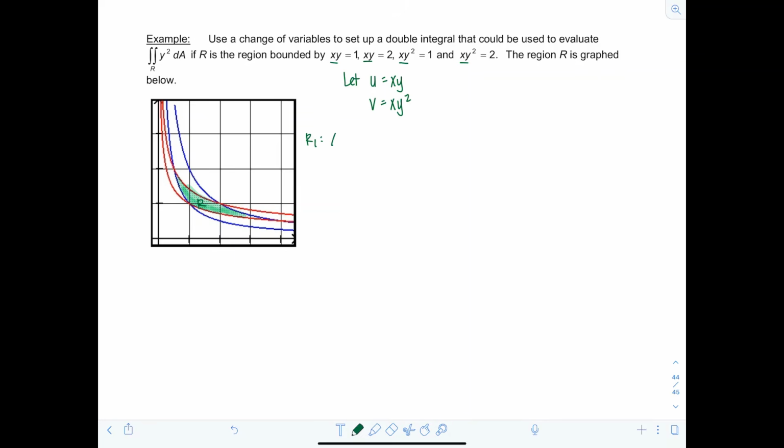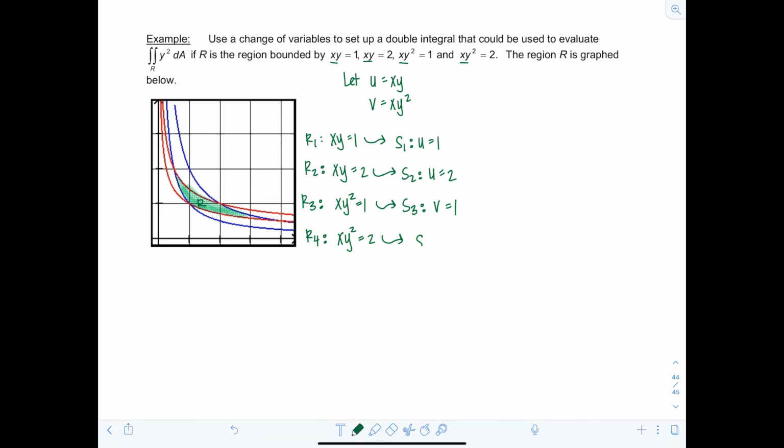So R1, which is xy equals 1, would become S1, which would be given by u equals 1. R2, which is given by xy equals 2, would become S2, u equals 2. R3, xy squared is 1, so that means S3 would be v equals 1. And then lastly, R4, xy squared equals 2. That becomes S4, v equals 2.